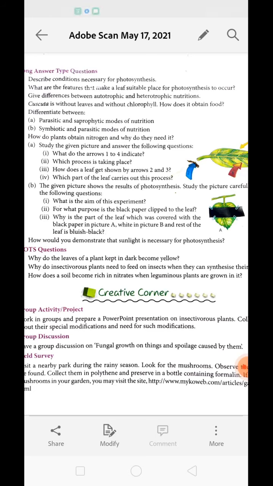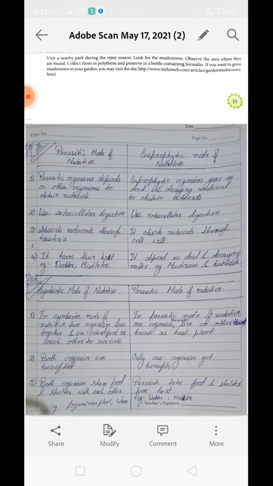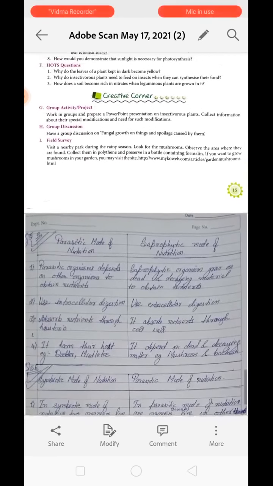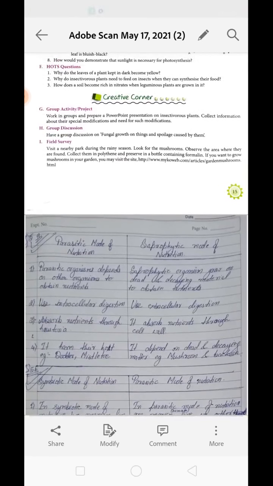Now differentiate between parasitic and saprophytic mode of nutrition. You will write on one side parasitic and on the second side saprophytic mode of nutrition. The first point is parasitic organisms depend upon other organisms to obtain nutrition. Now saprophytic organisms grow on dead and decaying matter to obtain nutrient.